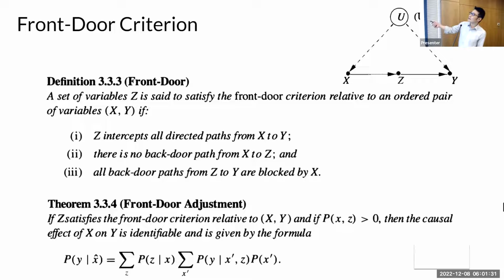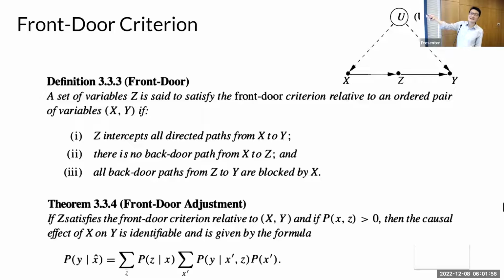So now let's have a very quick look at the front door criterion. Just have a look at this graphical representation. You may have a latent confounder for X and Y. Again, you want to identify the causal effect of X on Y. Now we have a confounder. If you don't have the Z variable, clearly the causal effect of X on Y is not identifiable, as you can see from Simpson's paradox, right?